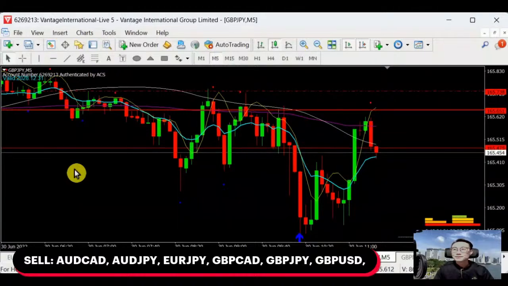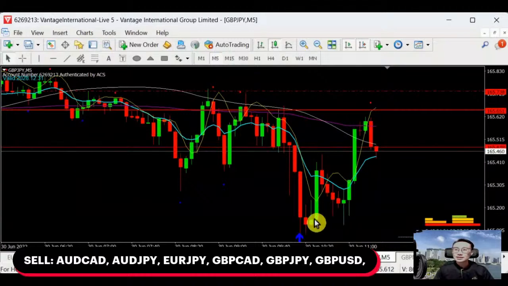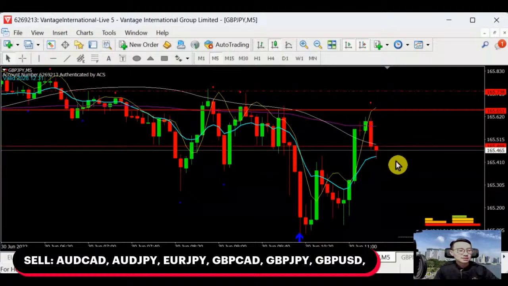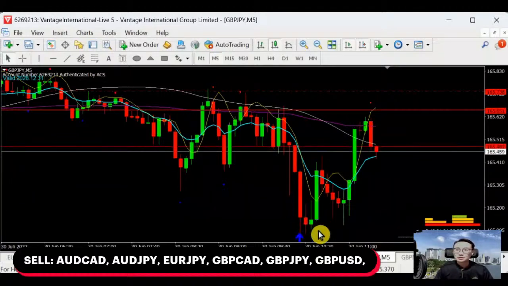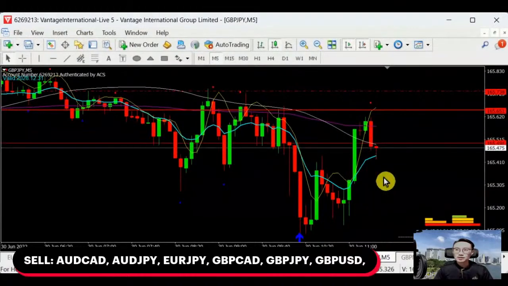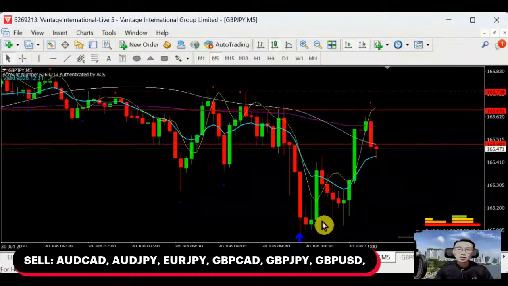Okay, just take note, in case there's a higher support build up, so just be careful. Right now we are forming one support, a higher support, which is a higher low. There may be another level of higher lows. This is something you need to pay attention to. Once you see this, please be careful.